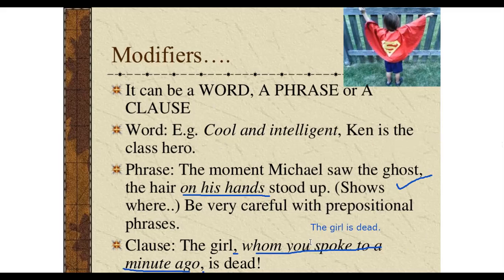But when I put this "who" clause in the middle, I said, the girl who you spoke to a minute ago is dead. Oh my God, that girl. You see how it changed the meaning and the whole picture came to your mind? Then the whole meaning is stronger and more effective. Why? Because I added more description. This is why I call this clause a modifier, because it gives me more information.